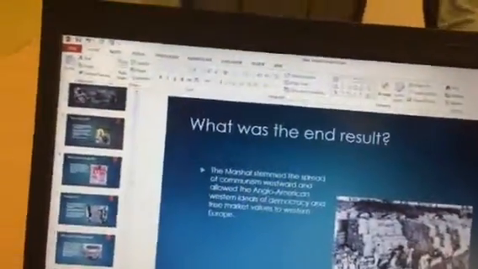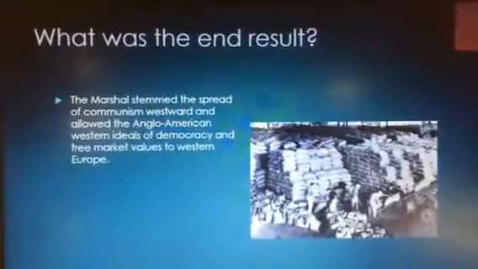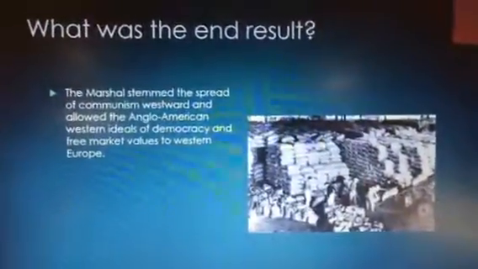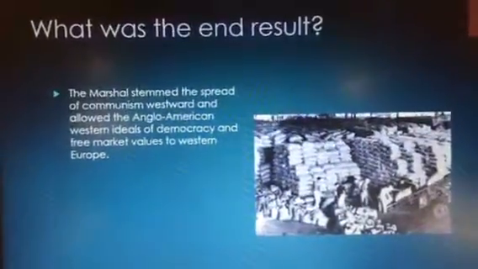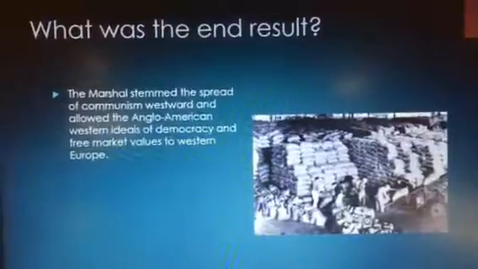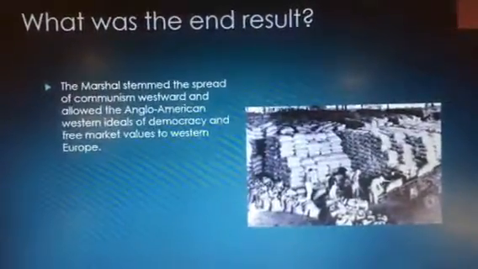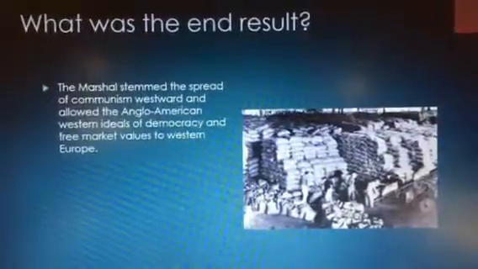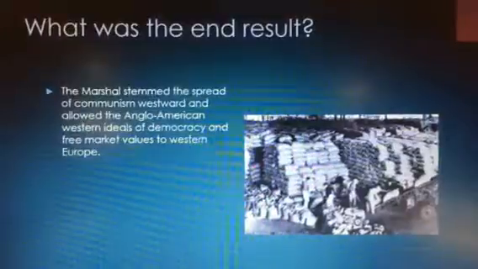And what was the end result? So the end result of the Marshall Plan stemmed the spread of communism westward and allowed the Anglo-American Western ideals of democracy and free market values into Western Europe. We can look at it this way because now the majority of Western Europe is generally democratic and follows these same Western values that Anglo-American ideals are based upon.